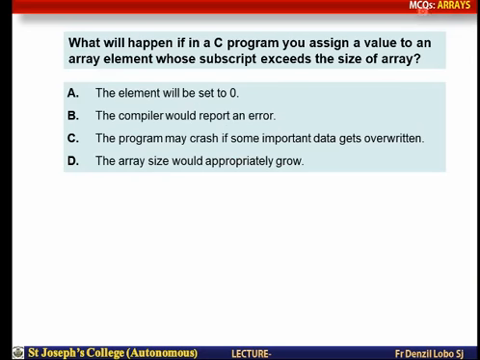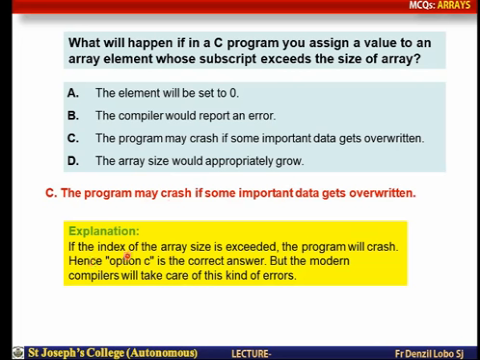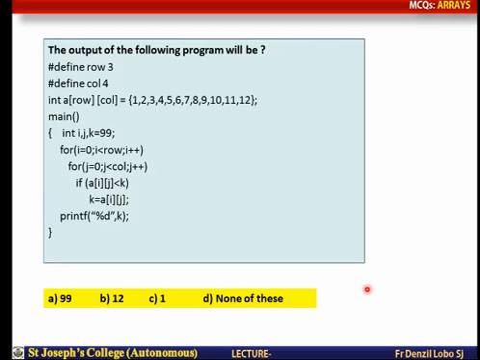What will happen if in a C program you assign a value to an array element whose subscript exceeds the size of an array? Report an error, may crash. So the C program may crash if some important data gets overwritten. If the index exceeds the array size, the program will crash. Hence, option C is the correct answer, but modern compilers will take care of these kinds of errors.